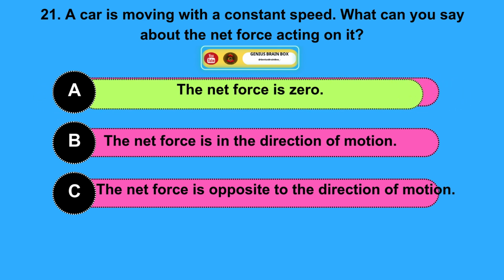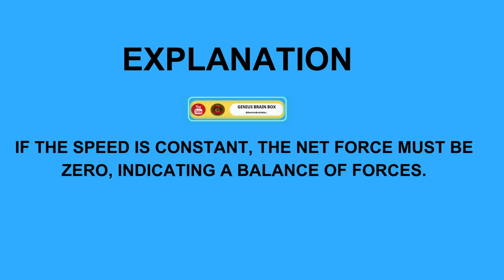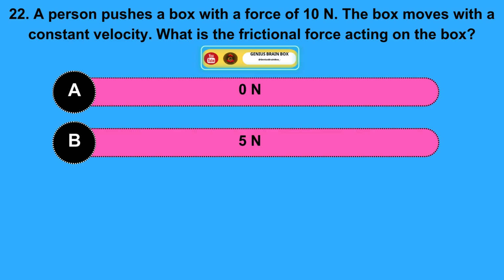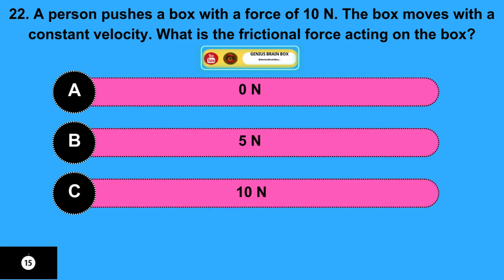Correct answer is A. Explanation is if the speed is constant, the net force must be 0, indicating a balance of forces. A person pushes a box with a force of 10 N. The box moves with a constant velocity. What is the frictional force acting on the box? Option A, 0 N. Option B, 5 N. Option C, 10 N.